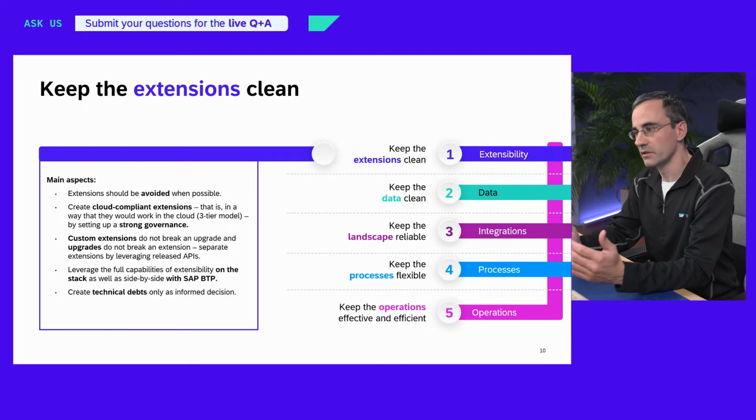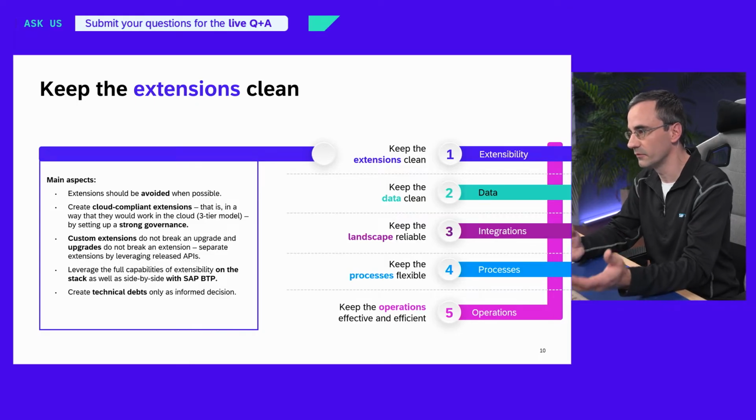When talking about Clean Core and extensibility, it's really about developing in a cloud-compliant way, with ABAP Cloud on-stack development or side-by-side development on BTP, and avoiding extensions that are not necessary, only having the extensions where there's really value for your business.